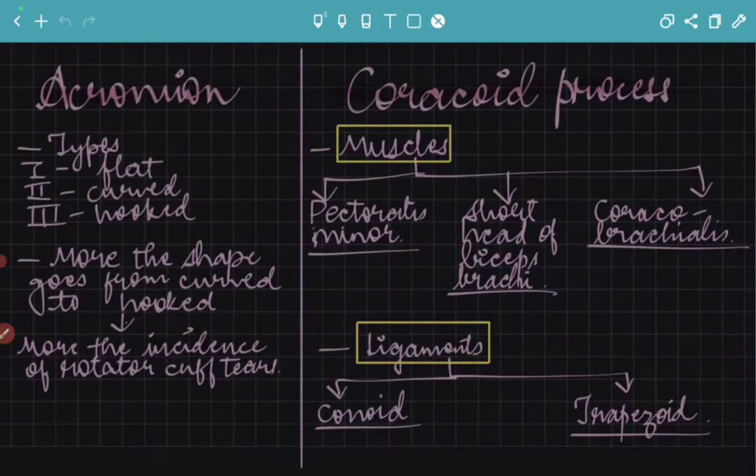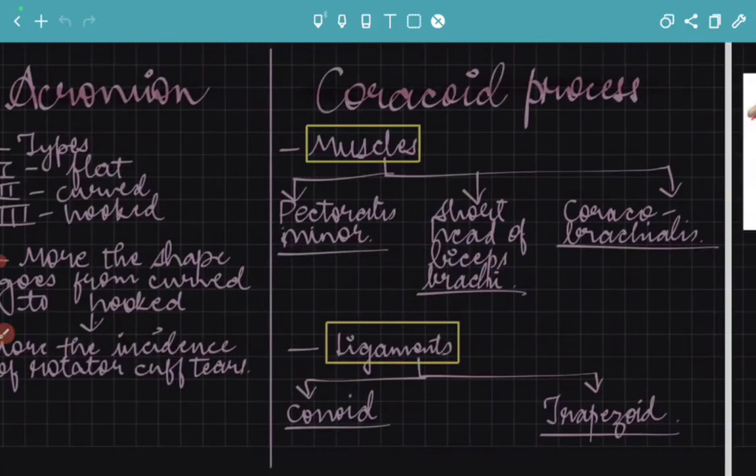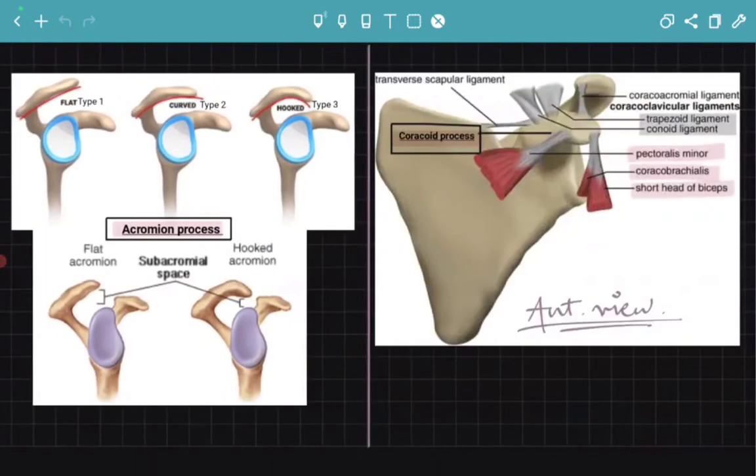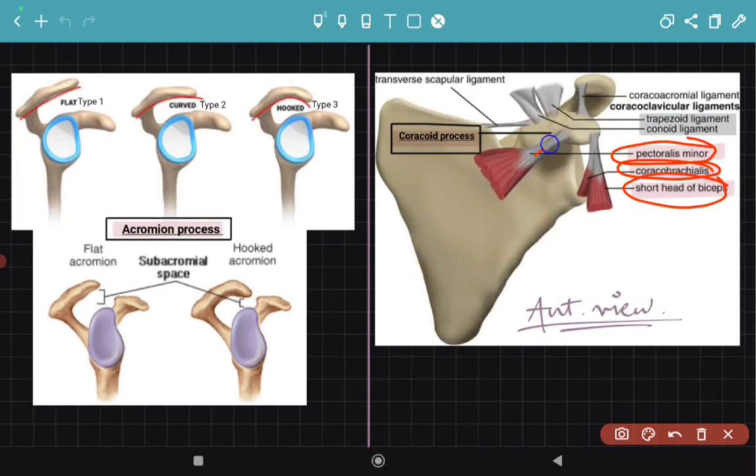Coracoid process of the scapula. It has got attachments of muscles and ligaments. Muscles attached are pectoralis minor, coracobrachialis, and short head of biceps. Ligaments associated with coracoid process are trapezoid ligament and conoid ligament.